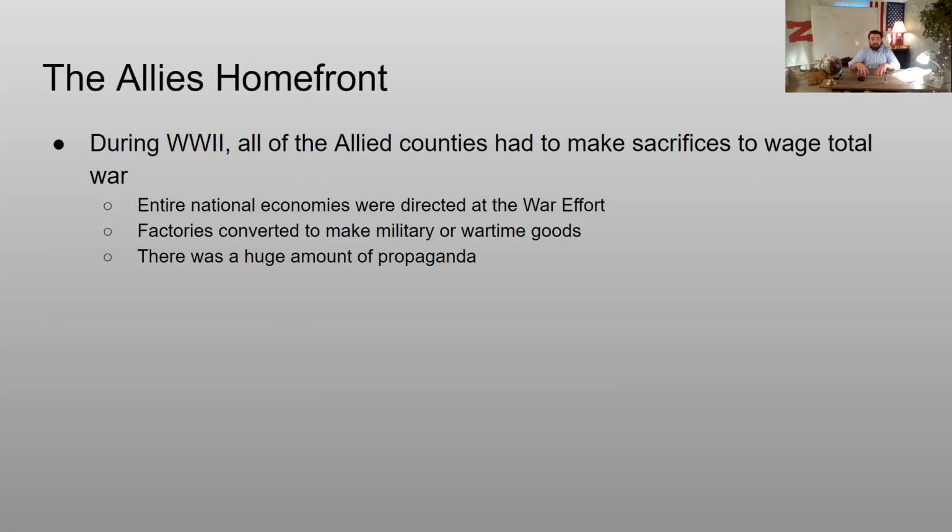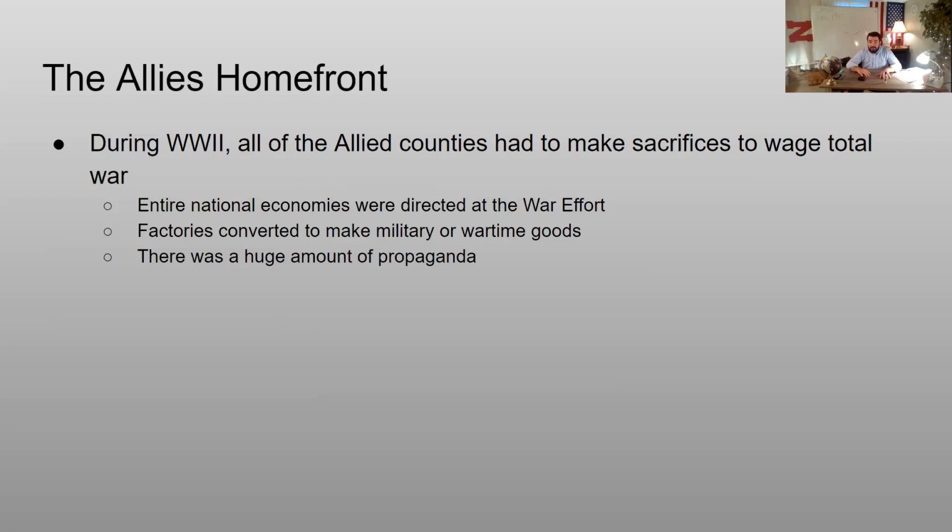And so that meant factories that normally produce things like cars, okay, they were converted to make military and wartime goods. So they were making guns and bombs and boots and extra tires for Jeeps and literally things that just the war needed. And we see this very, very obvious change where an entire country decides to devote itself to supplying goods for the war effort.